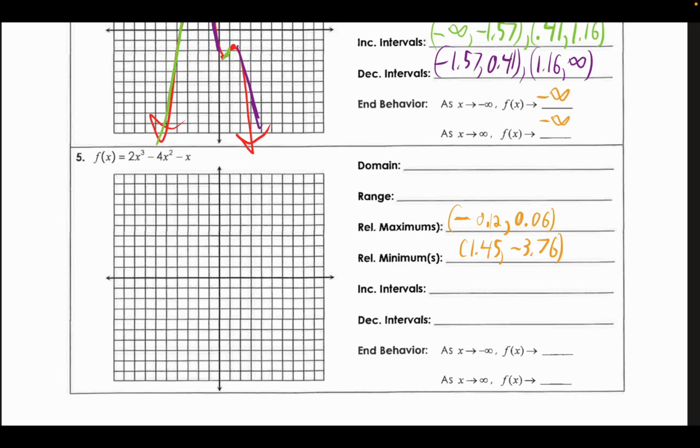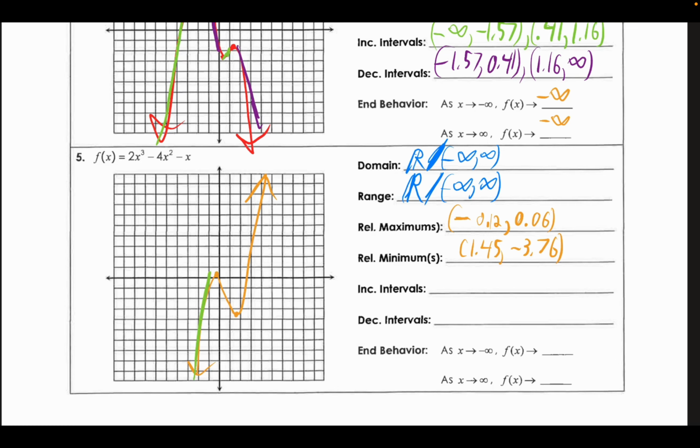And once again, I'll go and sketch those, not needing to be perfect. And knowing it looks something like this. Domain is, as always, all real numbers, or negative infinity to positive infinity. And the range is also all real numbers, forever down, forever up, as well as negative infinity to infinity.